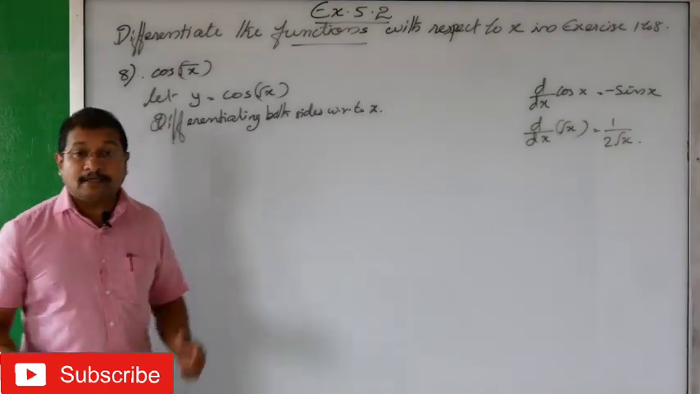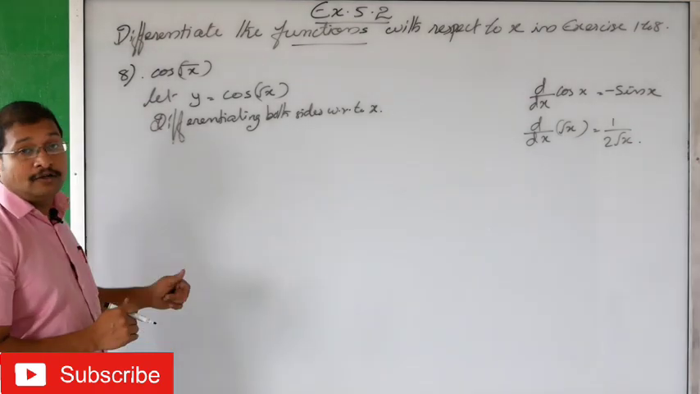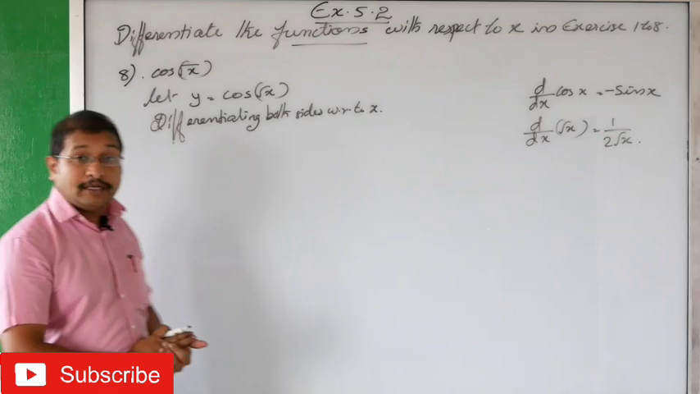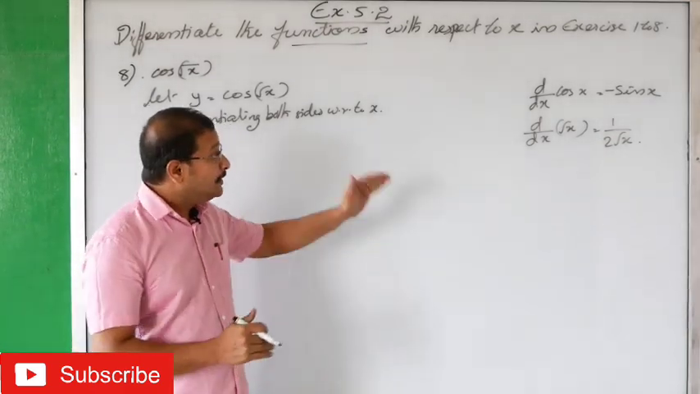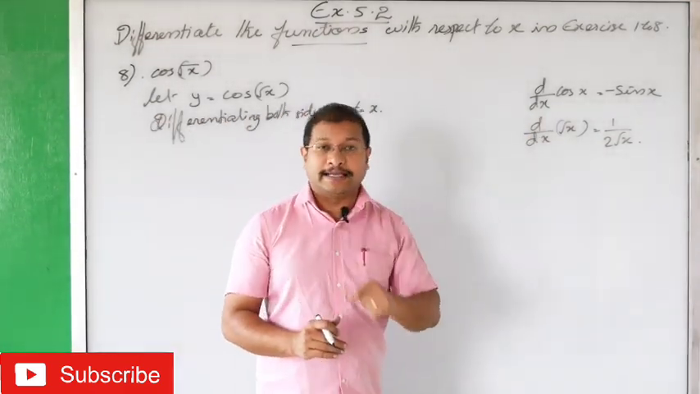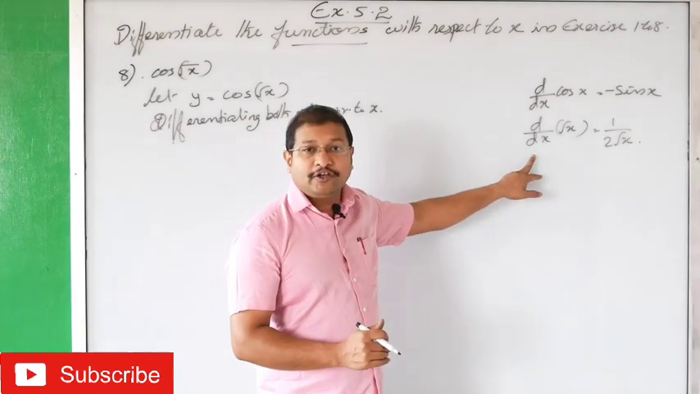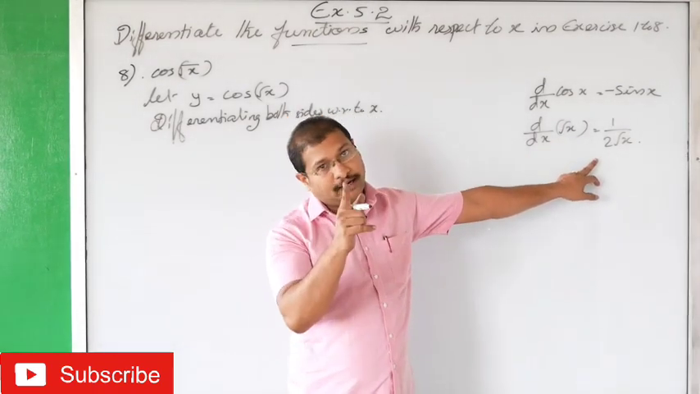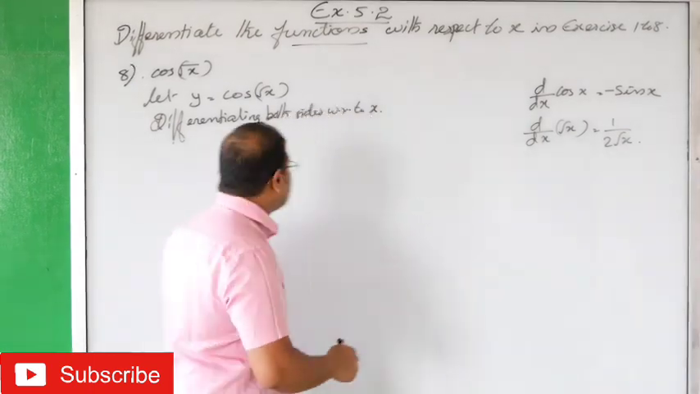Okay, let's start the next question. Question number 8: cos root x, cos of root x, isn't it? Now let's see the equations which are required. Derivative of cos x equals minus sin x. Next one is derivative of root x equals 1 by 2 root x. Ready? 1 by 2 root x. Let's start the work now.